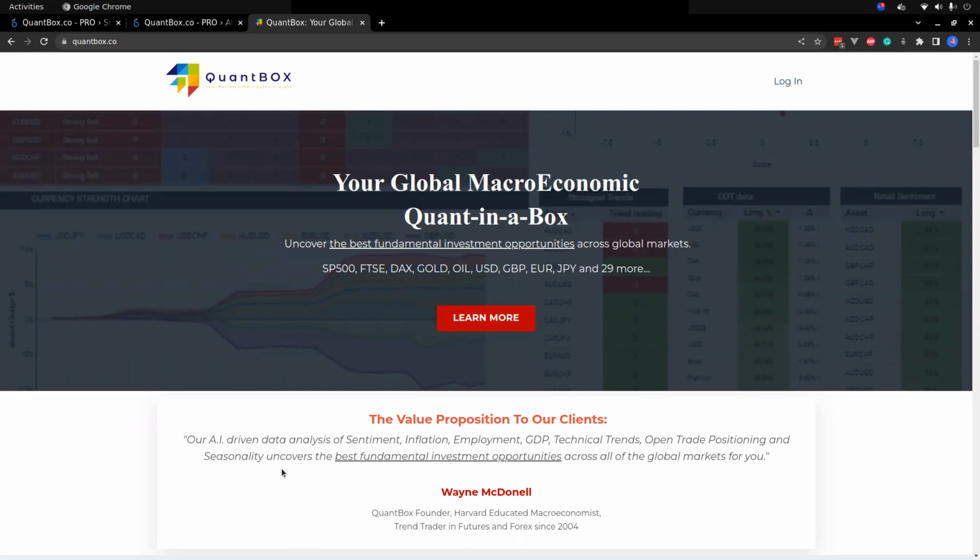So QuantBox pulls in data from a number of different sources, and it says to you, for example, Aussie USD is bearish for the following reasons. Not just that it's bearish, but it's bearish because of A, B, C, D. And you can then look at that A, B, C, D and identify where change is taking place and how bearish it really is. It's very, very powerful.